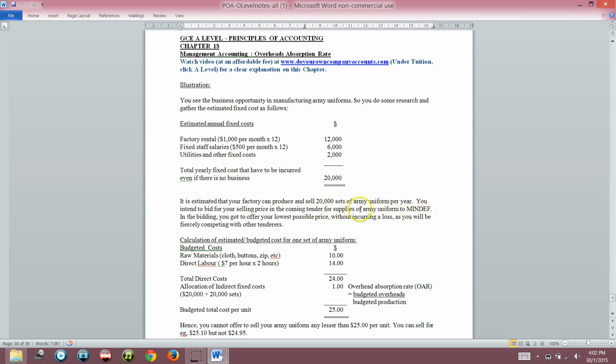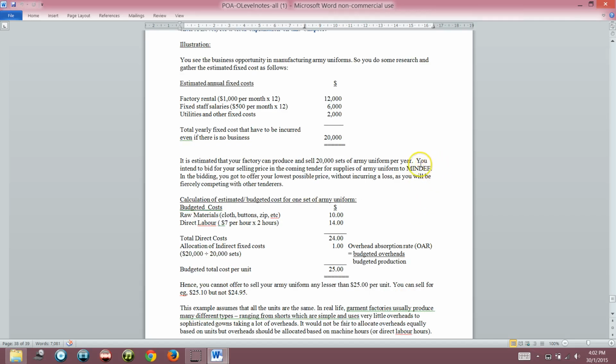Okay. So now you have done your background work, done some research, and you have come up with these estimated figures. And now the government, for example, MINDEF, will be putting up a tender for suppliers to send in their tender and offer how much they are going to sell their army uniform to the government. So there will be many other suppliers, many other factories who will also send in their tender, who will also bid for the supplies of uniform to MINDEF. So you have to be very competitive. You have to offer the lowest possible price. Otherwise, you won't secure the contract to supply the army uniform.